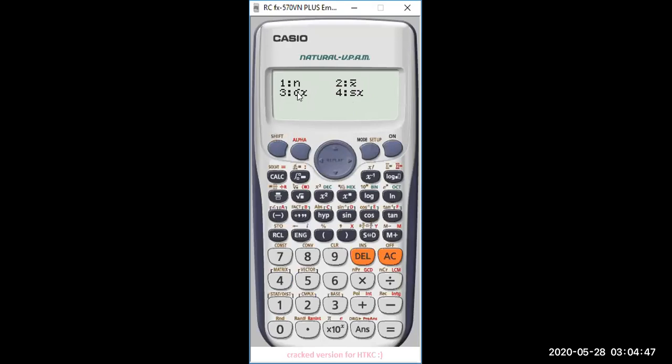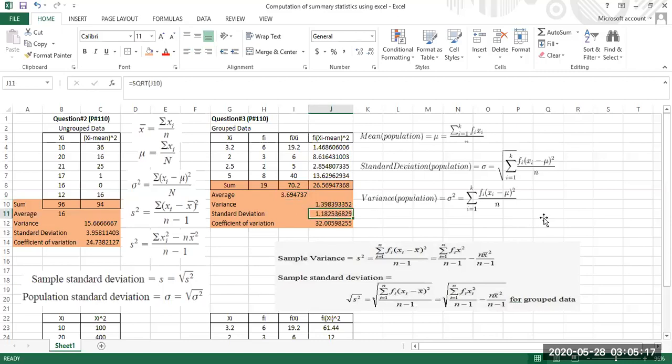Now you want to check the population standard deviation or the sample. Remember, this will compute the standard deviation with divisor n, and this will compute the standard deviation with divisor n minus 1. You already saw those formulas in the spreadsheet. So because we did it for divisor n, I will check on 3 and press equal: 1.1821. Let me show you that on the spreadsheet as well. 1.18 was our standard deviation.